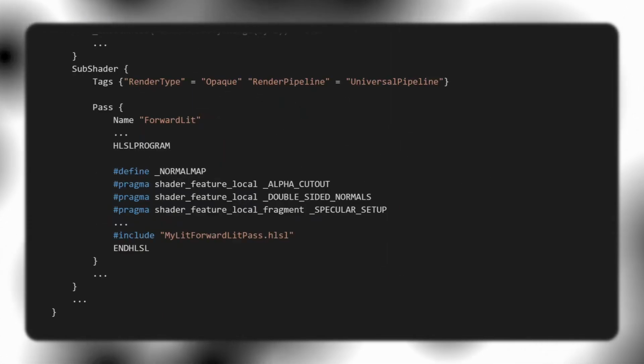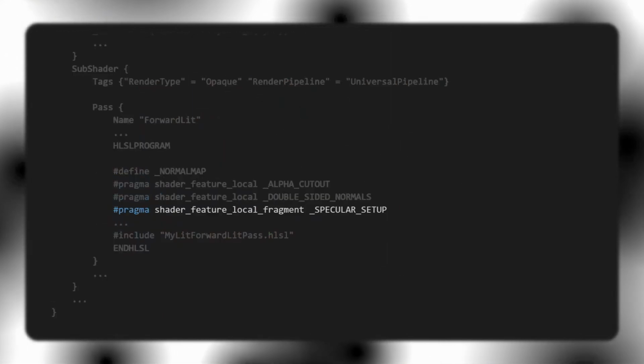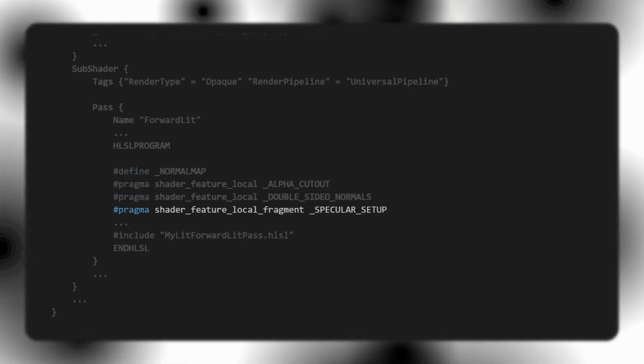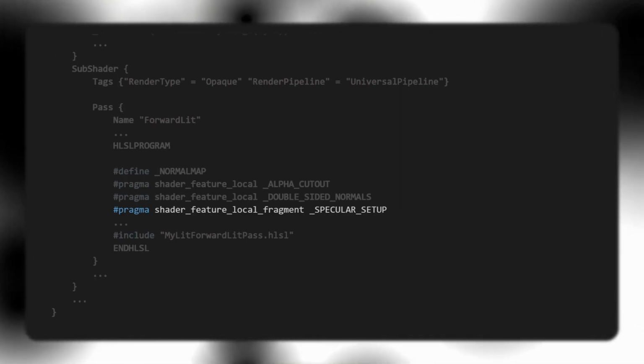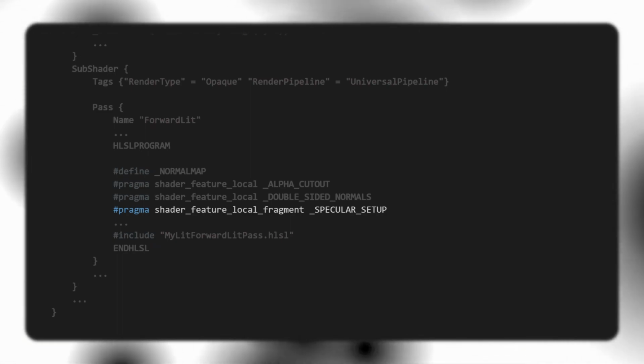In the forward lit pass block, replace the hash define with hash pragma shader feature. Since it's only used in the fragment stage, set it as a local feature only used in the fragment stage.